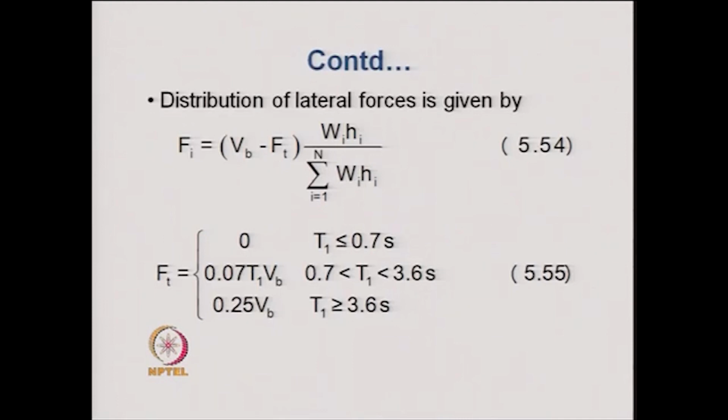Up to 0.7 second it is exactly Vb, and up to 3.6 second there is a slight reduction in the value of the Vb, and Vb we calculate with the help of the seismic coefficient method, that is multiplying the total weight of the building by the seismic coefficient.